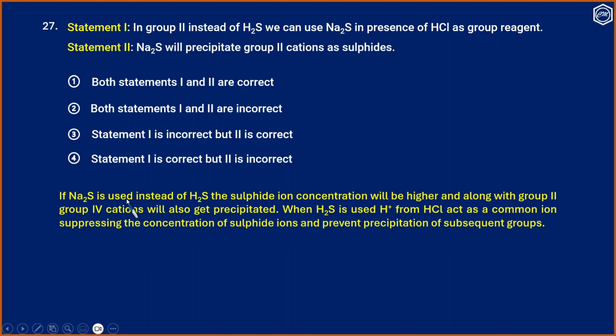If sodium sulfide is used instead of H2S, the sulfide ion concentration will be higher, and along with group 2, group 4 cations will also get precipitated. When H2S is used, H plus from HCl acts as a common ion, suppressing the concentration of sulfide ions and preventing precipitation of subsequent groups. Therefore, option 3 is the correct option.